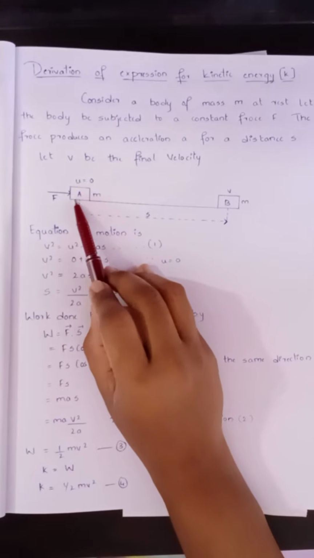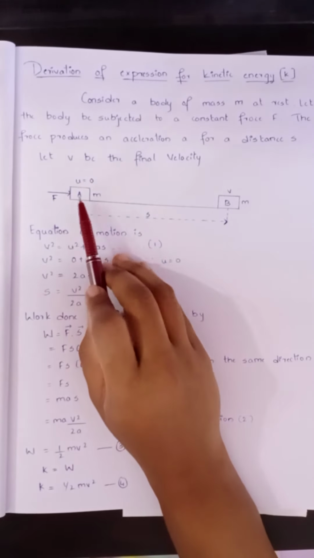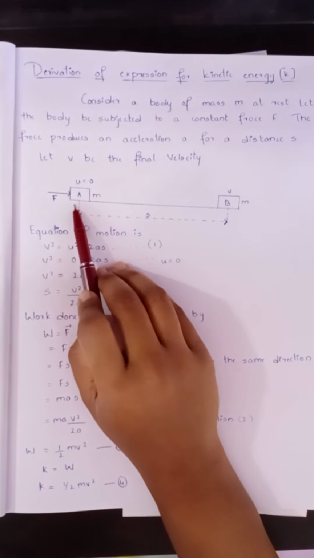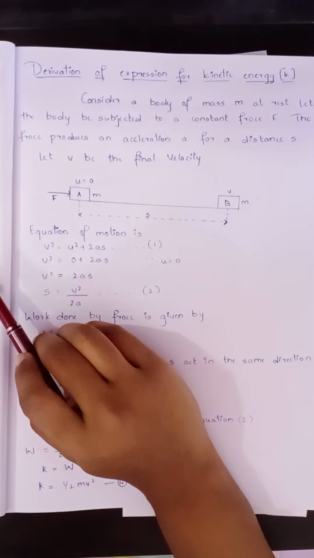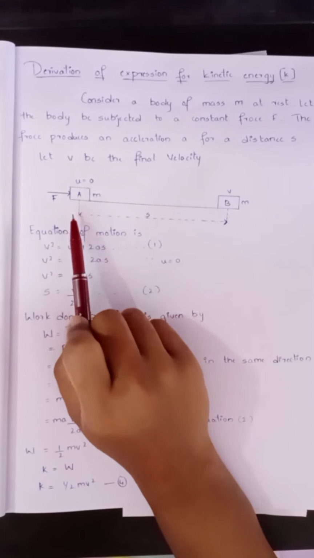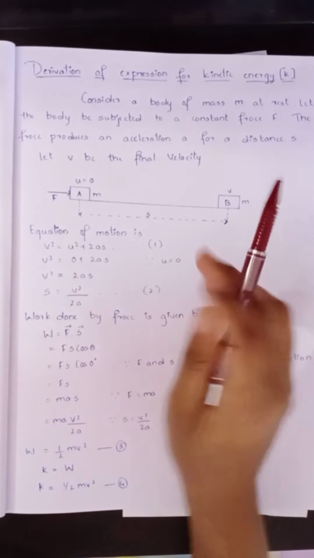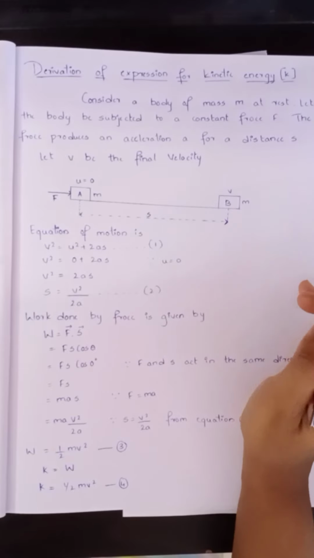Here A is the body of mass m which is at rest. Let it be subjected to a constant force, that is capital F. This force produces acceleration, so it moves to the distance s with the final velocity v.